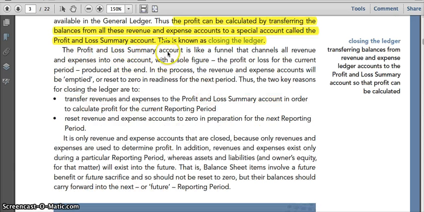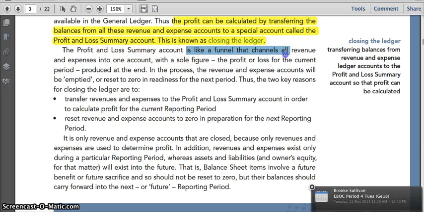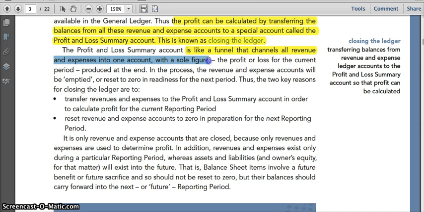And I really like this description of what the profit and loss summary account does. It's like a funnel that channels all revenues and expenses into the one account with a sole figure. I really like that as a graphic or an image that we can get in our minds.